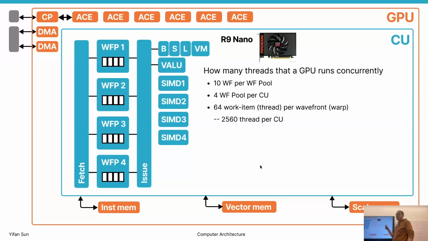2,560 threads per CU. That's a large number. Think about CPU. Even the highest end cannot run this number of threads at the same time. Then keep going. 64 CUs per GPU. That's 160K threads per GPU. Okay, so that's a huge number, right? So many threads are waiting there to be executed.